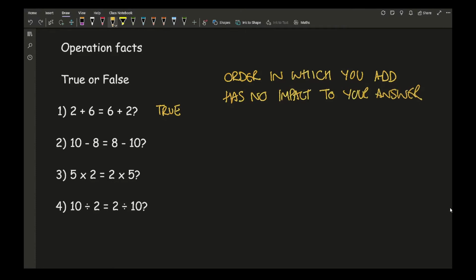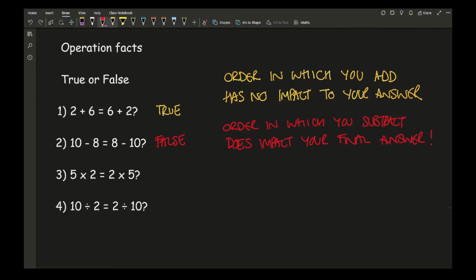So it doesn't really matter what order you do your adding, you'll still end up with the same answer. However, does that apply when you're subtracting? So is 10 take away 8 the same as 8 take away 10? And that answer there is false. So here the order in which you subtract does impact your final answer. So it is really important that whenever you are looking at subtraction, you're always doing the first number take away the second number, because the order will impact your final answer.